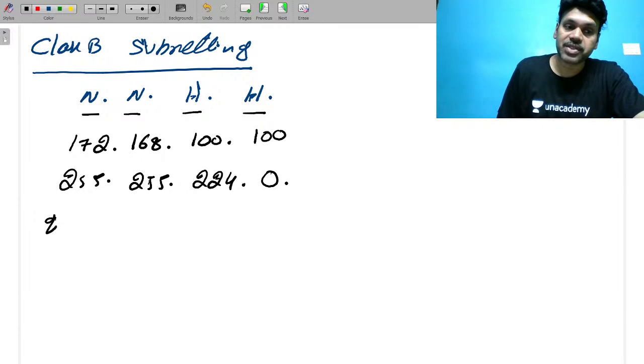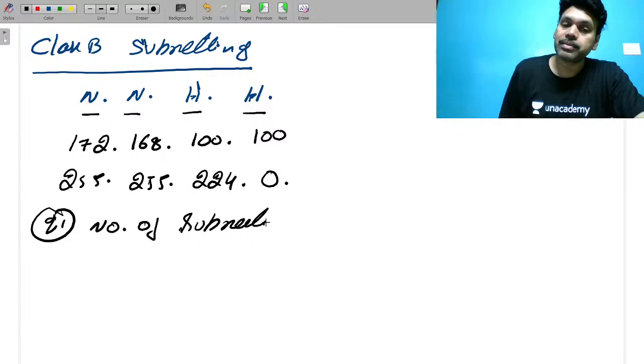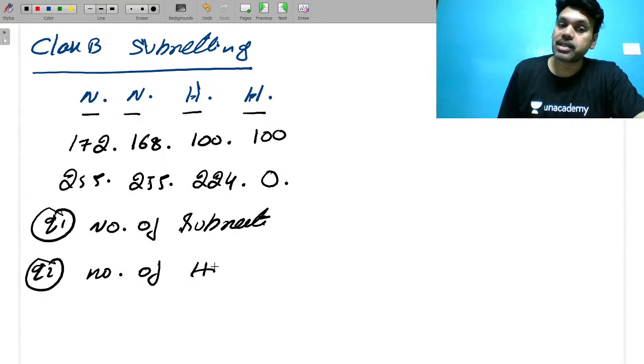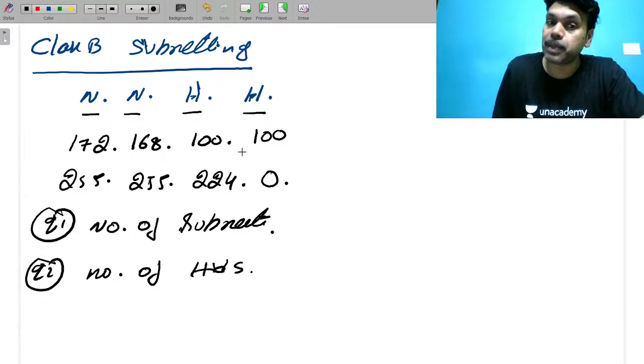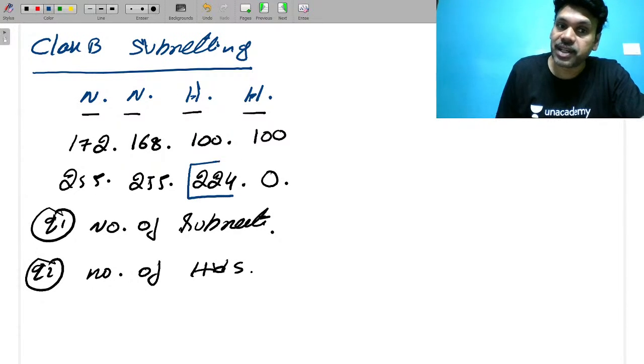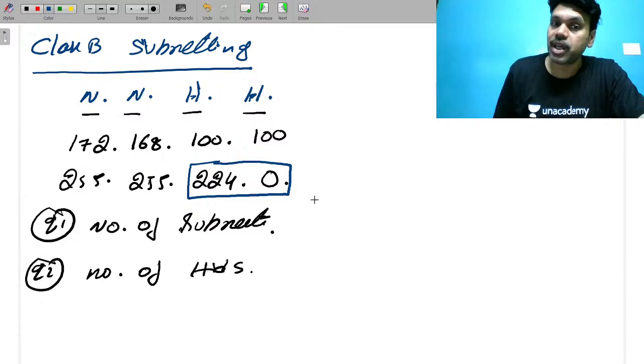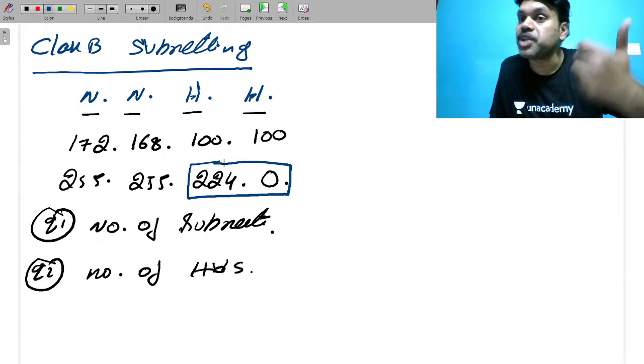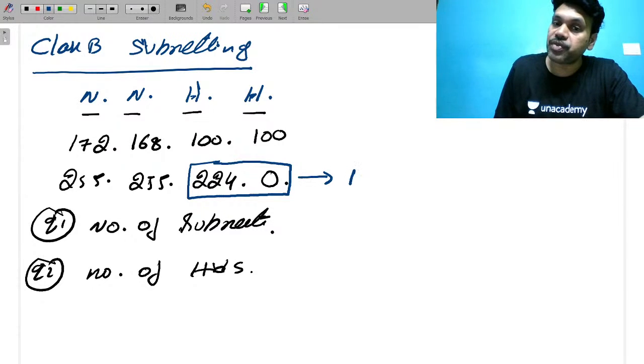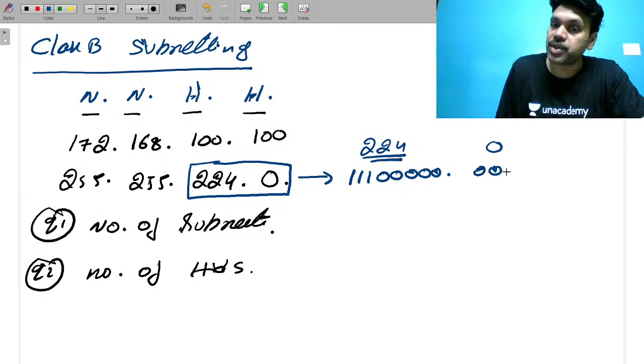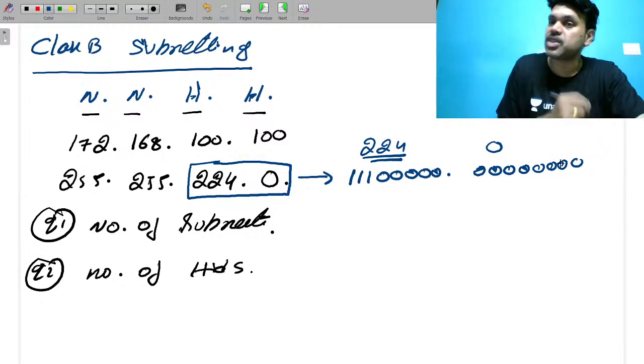Number of subnets, first question. How many bits are subnetted? That's it. And the second question, number of HIDs. How many bits are not subnetted in the HID part of your mask? This is very important to answer the first two questions. Now tell me, write your 224 and 0 in binary. What is 224? 111 and the remaining are zeros in that octet. And the fourth octet is 0, all zeros only.